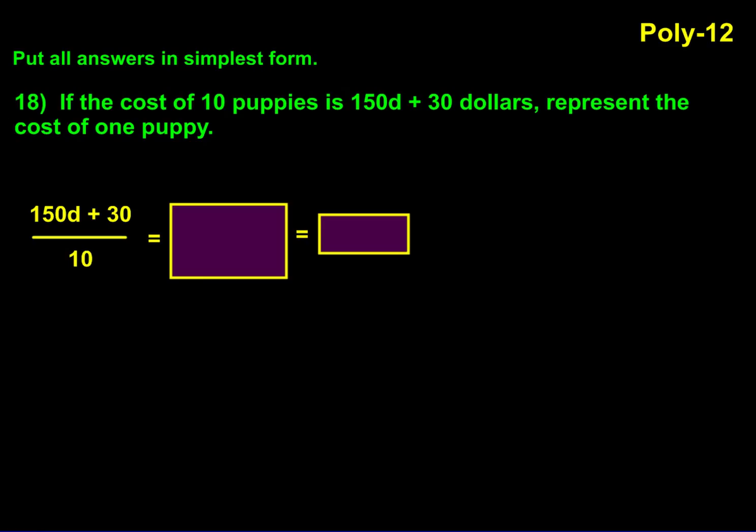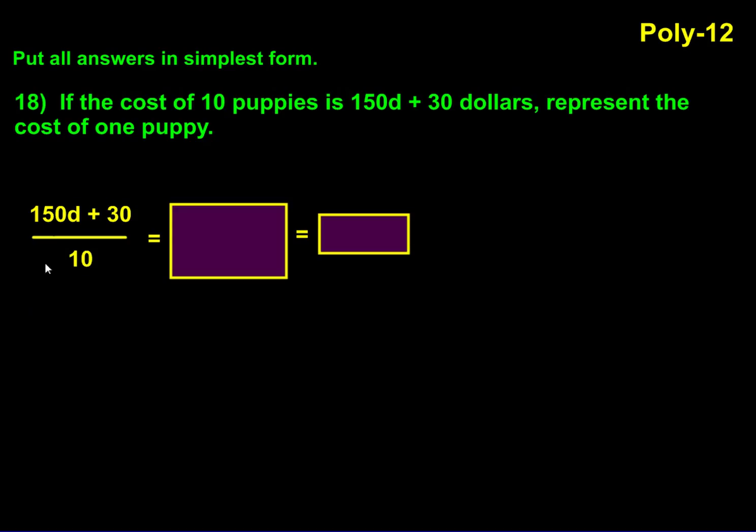Next, we'll take a look at question 18. You're asked to put all answers in simplest form. 18 states that if the cost of 10 puppies is $150d plus $30, represent the cost of one puppy.